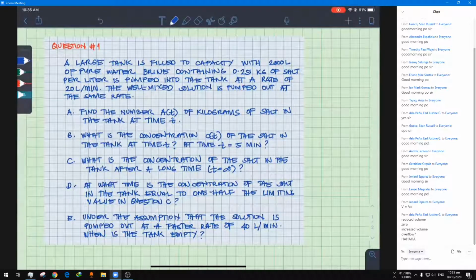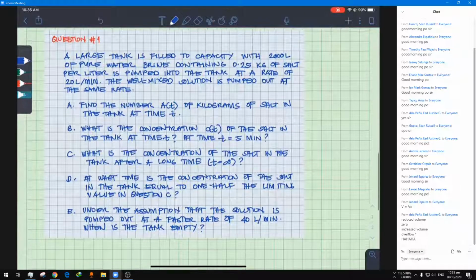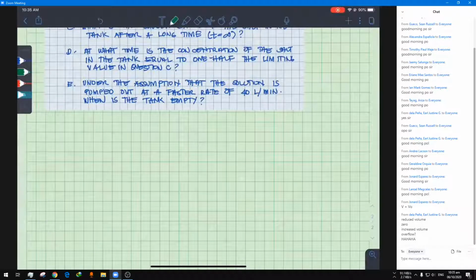So where t would be infinity. Fourth, at what time is the concentration of the salt in the tank equal to one half the limiting value of question C? And lastly, under the assumption that the solution is pumped out at a faster rate of 40 liters per minute, when is the tank empty? Okay, so ang dami yan, di ba? But we have to visualize this by drawing a certain tank, or a container.